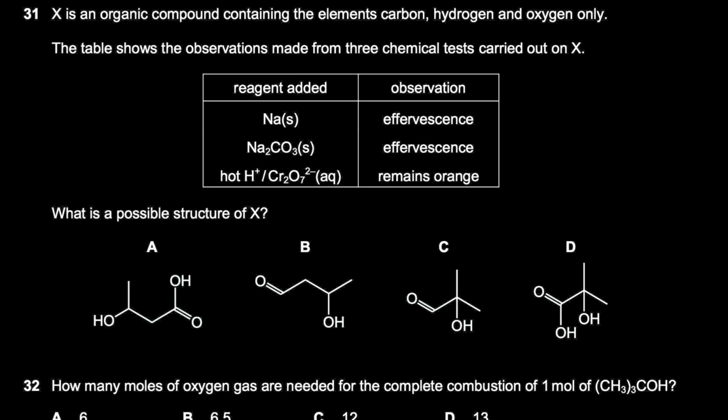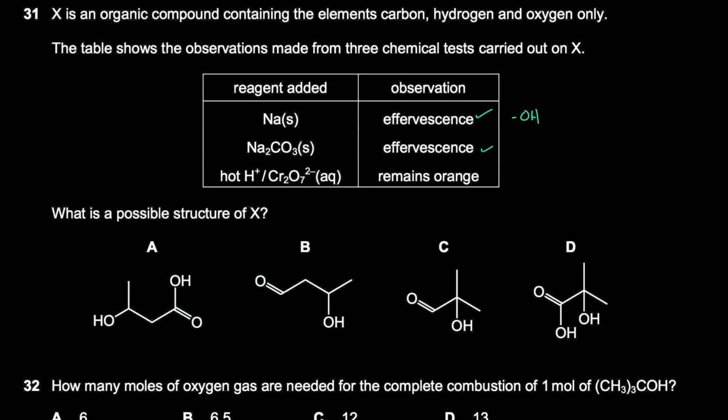X is an organic compound containing the elements carbon, hydrogen, and oxygen only. The table shows the observations made from 3 chemical tests carried out on X. What is a possible structure of X? Now, X reacts with sodium metal, so that means that it has an OH group, right? Either from a carboxylic acid or from an alcohol. Sodium is a test for the OH group, okay? All 4 compounds here have an OH group.